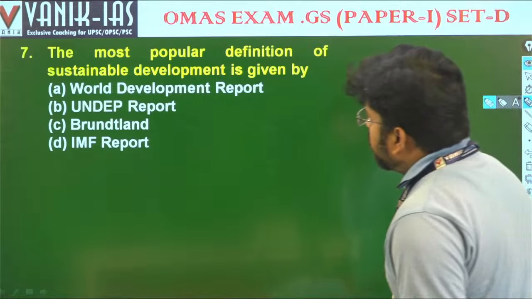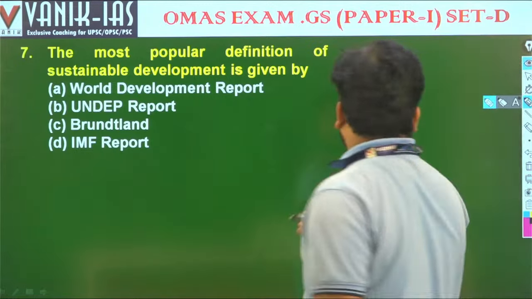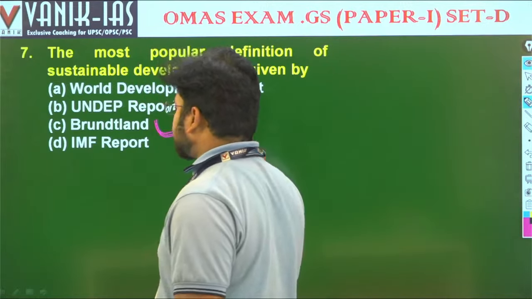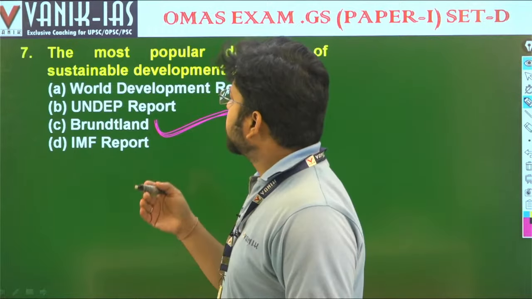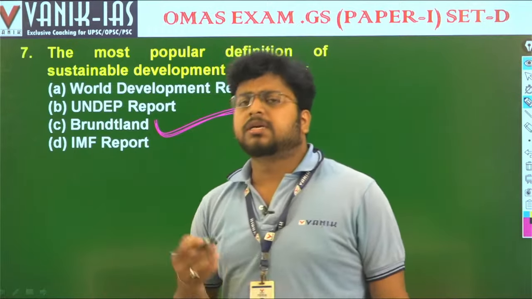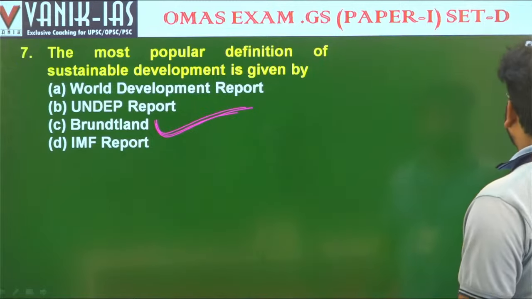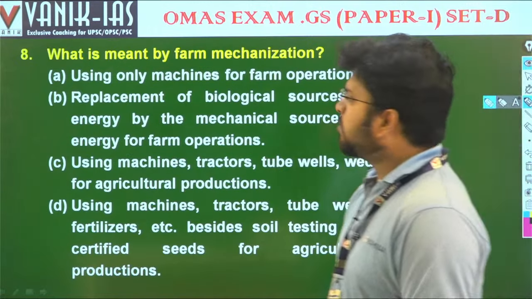Which is the most popular definition of sustainable development? This is given by the Brundtland report. It is a very common question, a previous year question, and it is asked multiple times. Around 1985, the Brundtland report came, which gave the concept of sustainable development, that is, environmentally friendly development. So Brundtland report is a direct question. You will find it in previous year SSC questions.